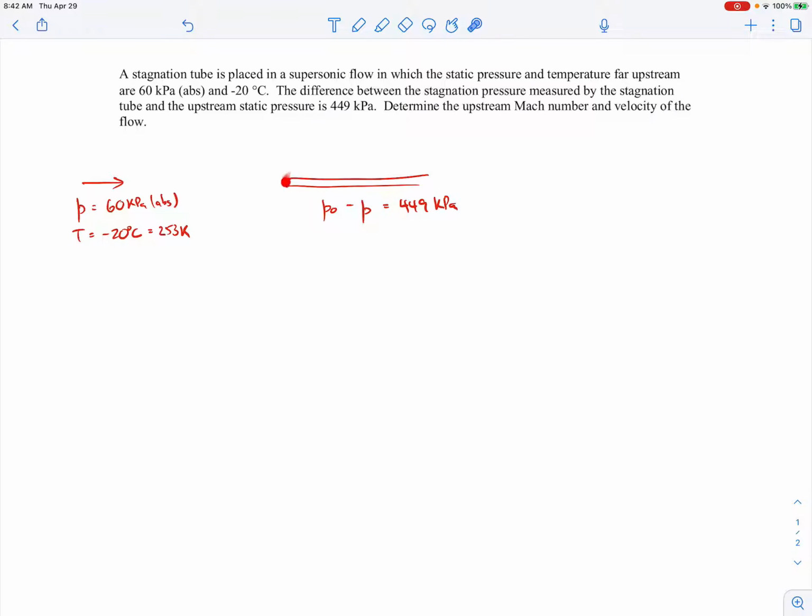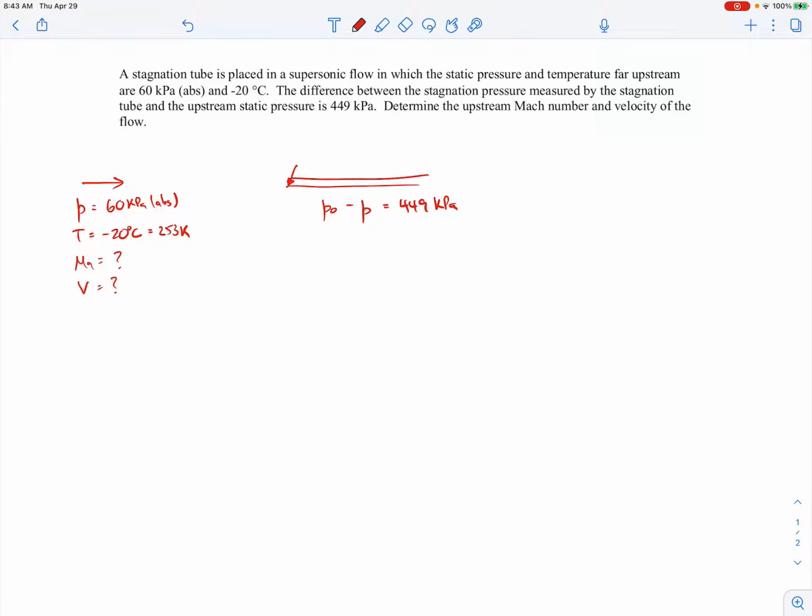So the stagnation tube right at this point measures the stagnation pressure. The reason is the flow is at a high speed here, and then it eventually comes to rest right at the entrance of the tube, and then we measure the pressure there. So that's why it's a stagnation pressure. Now we're asked to determine the upstream Mach number and the velocity of the flow. So we want to know the Mach number up here and the velocity of the flow up there.